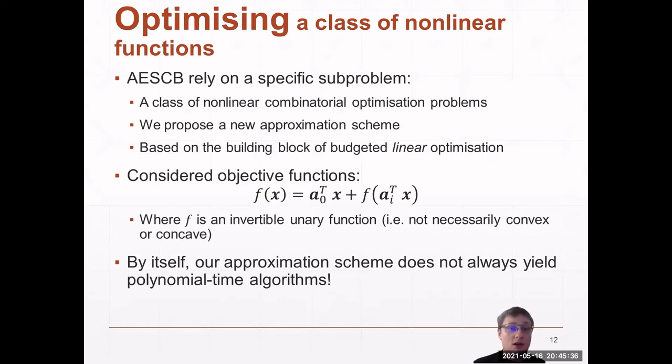But we can also take another view on our work, which is optimizing nonlinear functions on a very specific combinatorial problems. So actually, what we did is to optimize an objective function that has a really specific form. First, linear parts, then an invertible unary function applied on another linear function. We don't really need to suppose that this unary function is convex or concave for the same methodology to work on other kinds of problems.